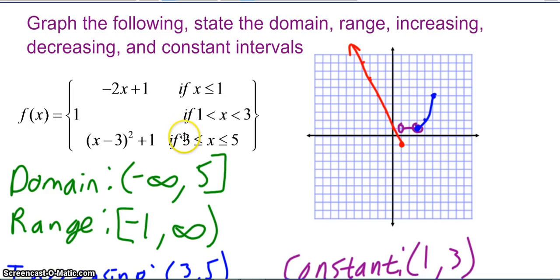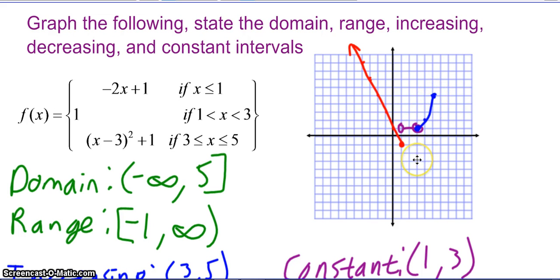Then for the third piece, this is a quadratic function or parabola with a vertex at 3, 1, starting at x equals 3 and going to x equals 5, including both. So if I plug in 3, I get 3, 1. That's a closed circle. Notice that that's at the same spot where I had an open circle. That's okay. That's not overlap. It's still a function. And then if I plug in 5, 5 minus 3 is 2, 2 squared is 4, 4 plus 1 is 5. So that's going to be at the point 5, 5, and this is going to be a parabola in shape.